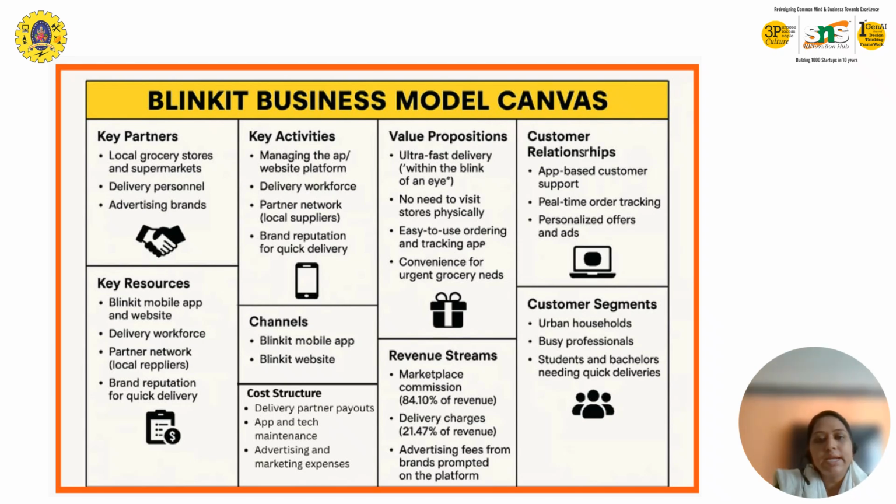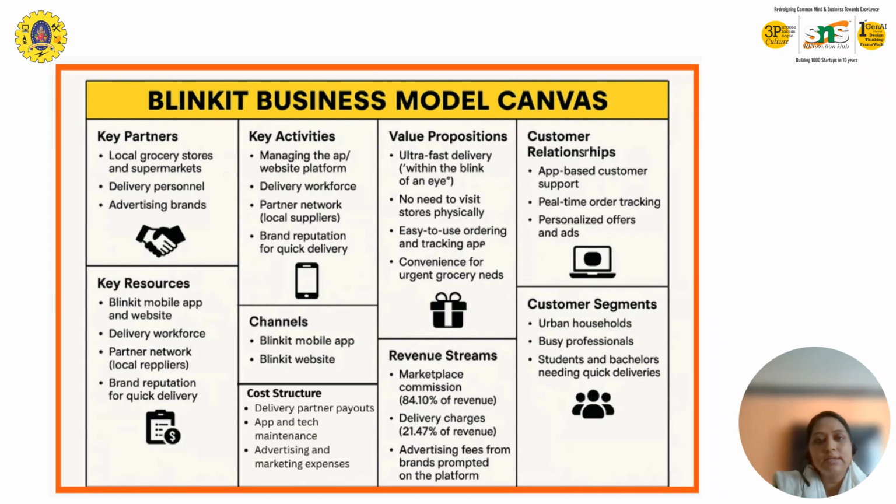And then key activities are managing the mobile application, processing, marketing, technology improvement, and customer support. So the Blinkit software automatically selects the nearest dark store and assigns the delivery partners. So this is effective.